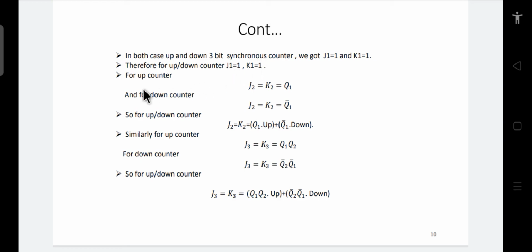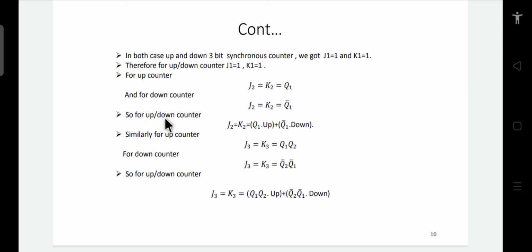Whereas for the up counter, J2 and K2 should be equal to Q1, and for the down counter they should be equal to Q1 bar. So how to include these two? For the up-down counter we have to use a mode control, M. We say that when M is equal to 1, our circuit counts in the upward direction. When M is equal to 0, the circuit counts in the downward direction.